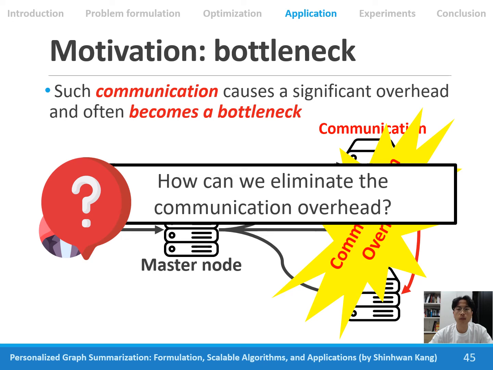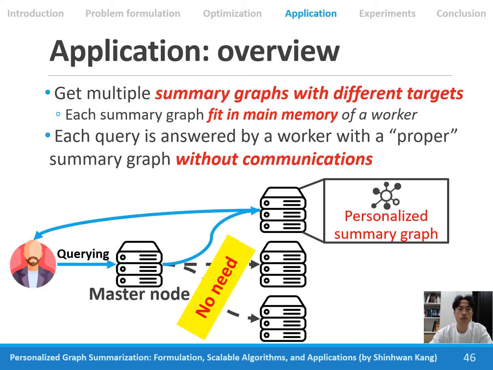Then, how can we eliminate this communication overhead? To eliminate the overhead, we create multiple summary graphs with different sets of target nodes. Each summary graph fits in the main memory of a single worker, and different summary graphs are loaded at different workers. Each query is answered by a worker with a proper summary graph without communications.